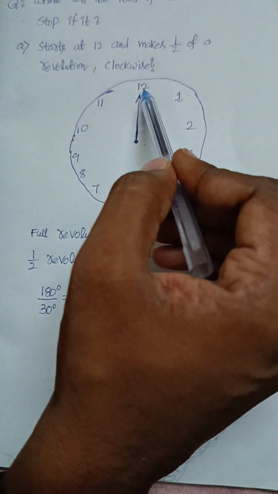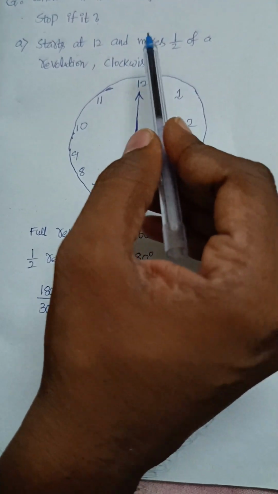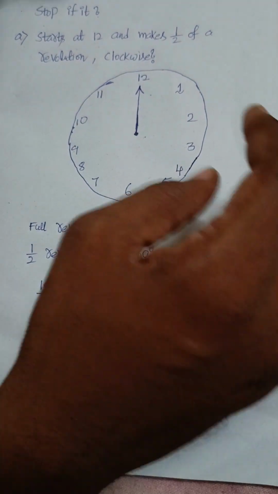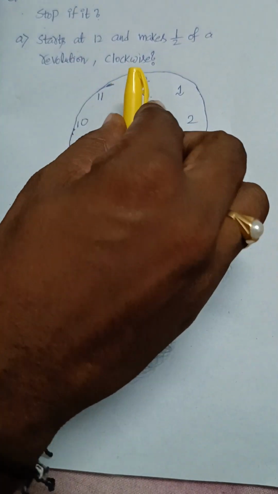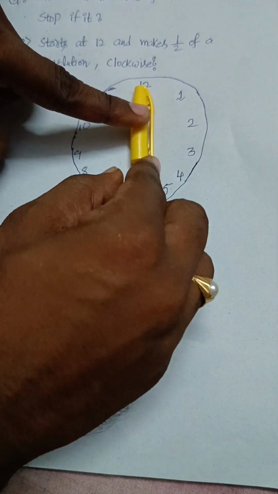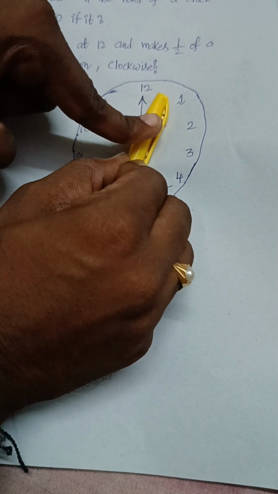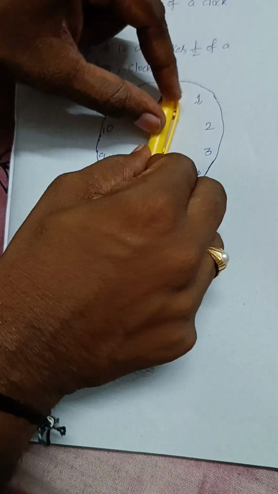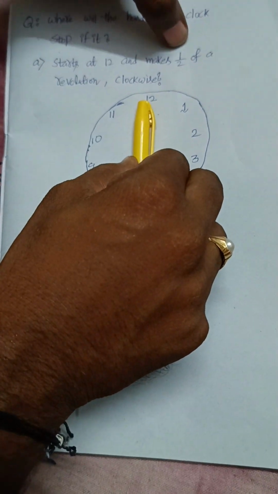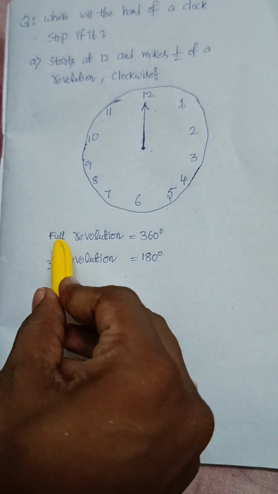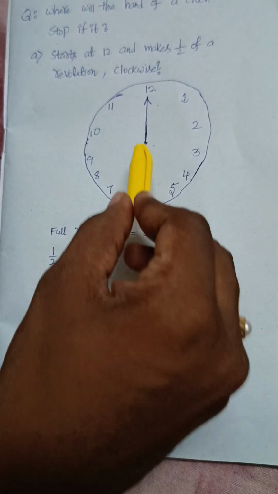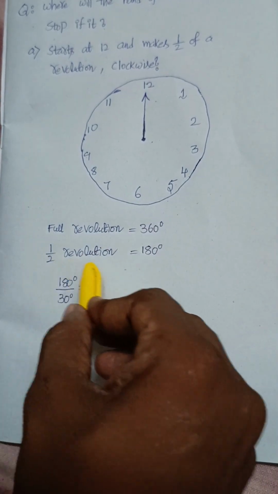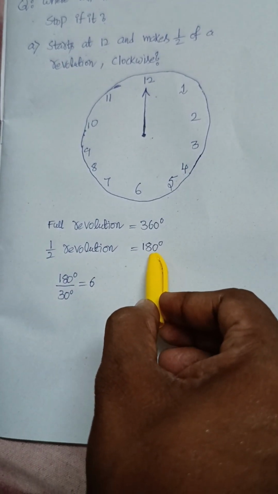So I have drawn a line to show the starting point and makes a half revolution clockwise. I am taking a small cap. With this small cap, I will show how it will rotate clockwise. So the hand of a clock will rotate like this. So where will it stop in half of a revolution? If you observe here, for full revolution, the hand of a clock will make 360 degrees, whereas for half revolution, it must make 180 degrees.